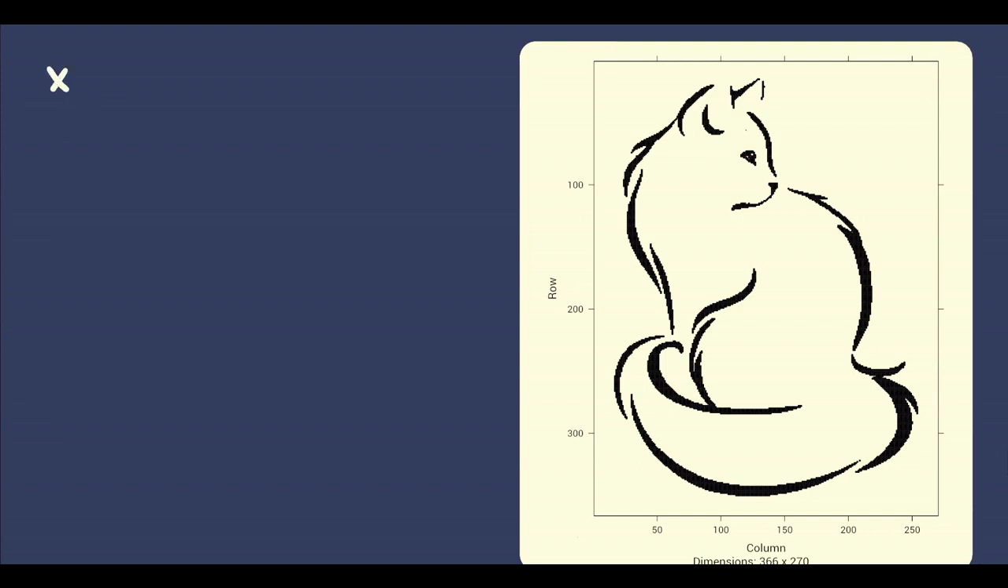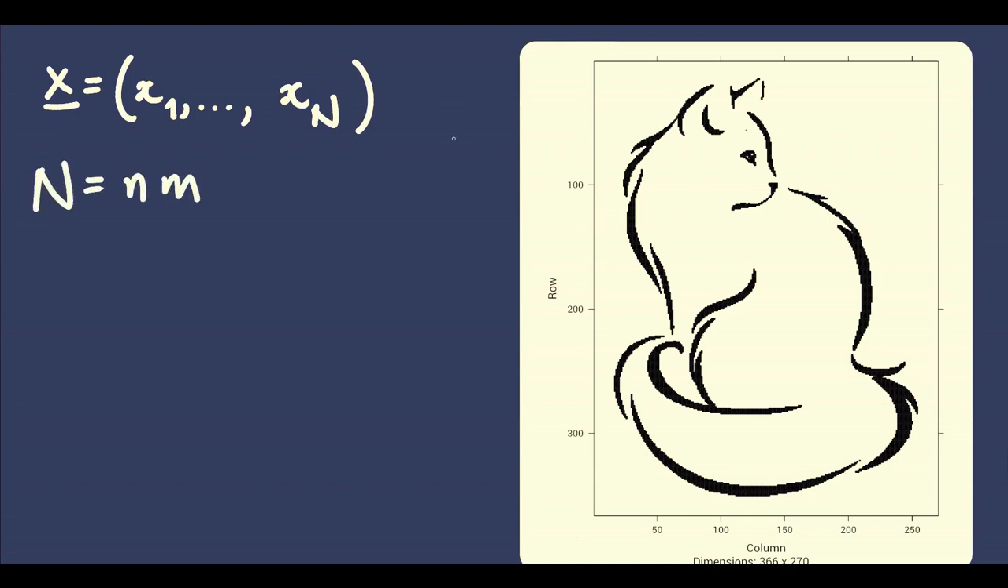To formalize our discussion, let's let x represent the actual value of the pixel in each case, so 0 or 1. So x1 down to x capital N, where N is equal to n times m, where n is the row dimension and m is the column dimension. So we have n times m pixels.